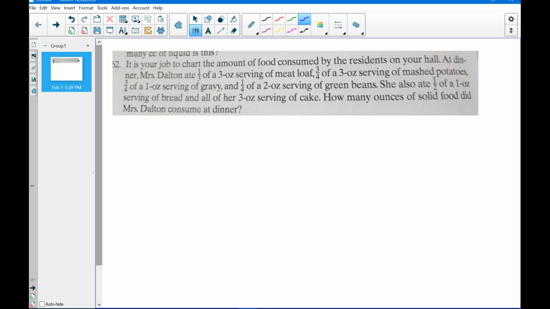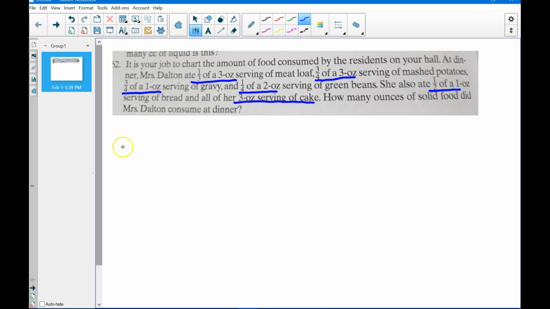So it says here, it's your job to chart the amount of food consumed by the residents of your hall. At dinner, Miss Dalton ate 1/3 of a 3-ounce serving of meatloaf, 3/4 of a 3-ounce serving of mashed potatoes, 3/4 of a 1-ounce serving of gravy, 1/4 of a 2-ounce serving of green beans, 1/2 of a 1-ounce serving of bread, and 3 ounces of her cake. That seems like an awful lot, but let's take it piece by piece and see what happens. So let's start here and call the first one A.